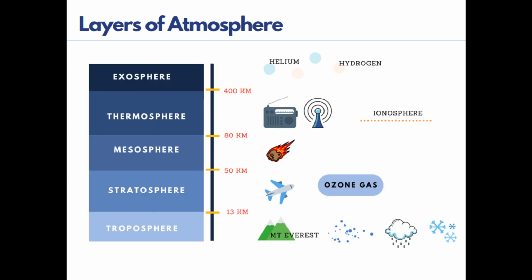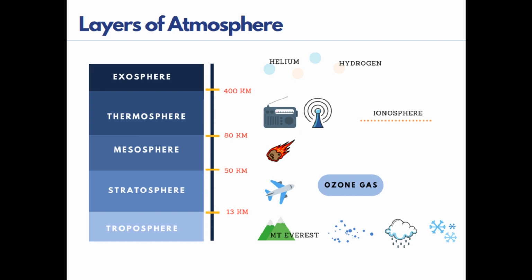There are 5 layers in the atmosphere, and we have already seen this in an earlier class. Now let's see what we have in each layer. The first layer is the troposphere. It's the most important of all, and the air we breathe is from this layer. This layer extends up to 13 km. Most of the weather phenomena like rain, fog, cloud formation, etc. occur here.